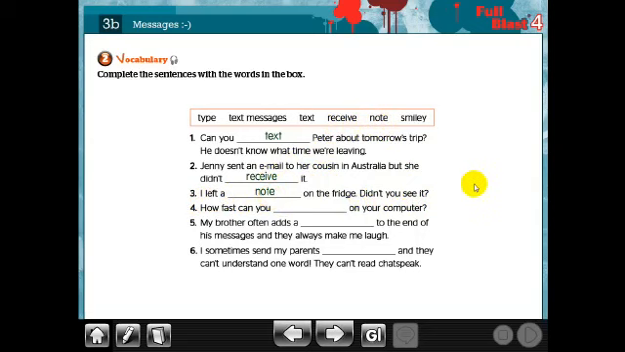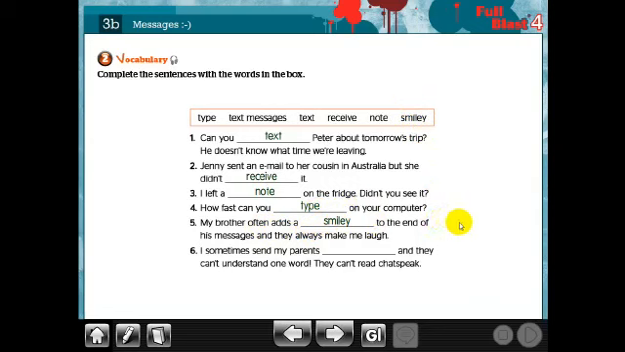Number four, how fast can you type on your computer? Very good. Number five, my brother often adds a smiley to the end of his messages and they always make me laugh.